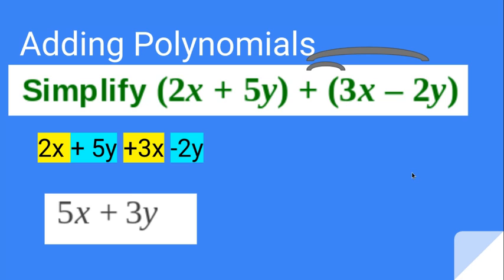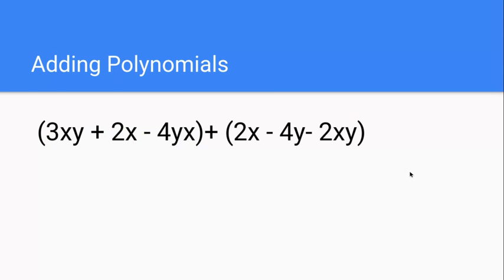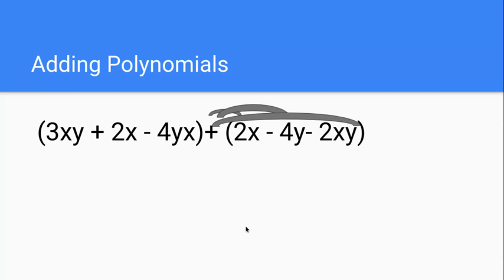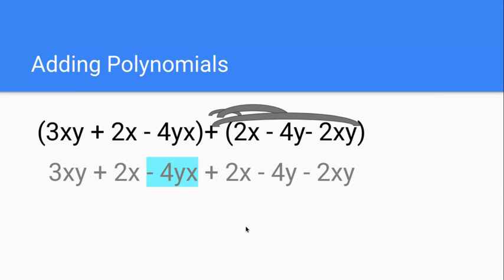So let's try one more that's harder. So you'll notice this one has like 2 variables with a coefficient, and so it gets a little harder. Again, though, we are adding, so we're going to distribute the positive 1. But what that does is everything stays the same. And so you're left with the same thing without parentheses.